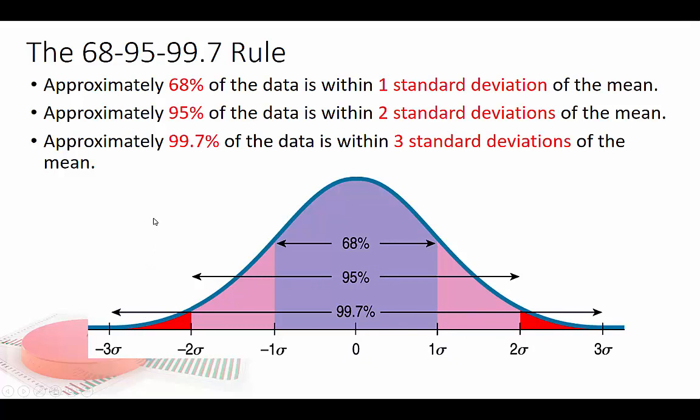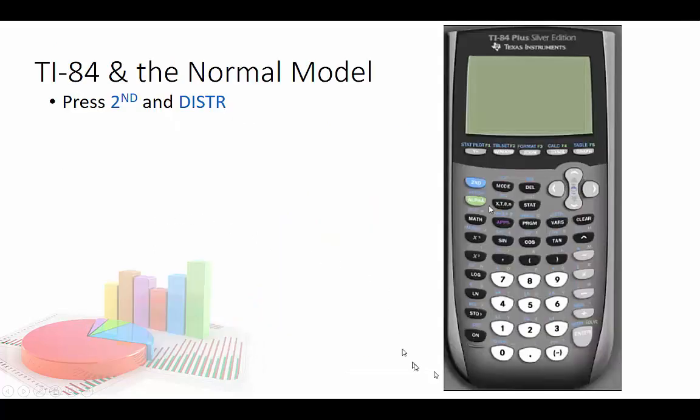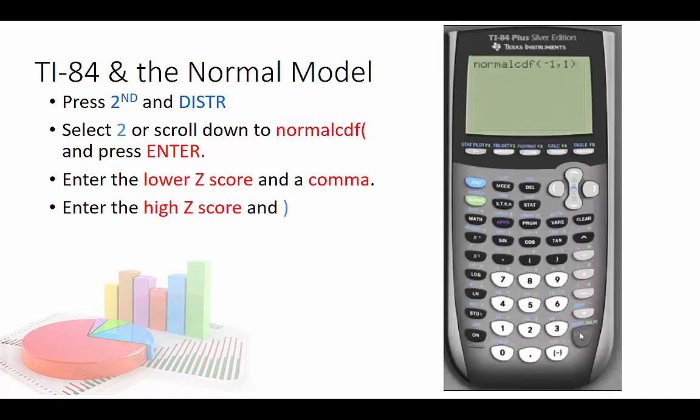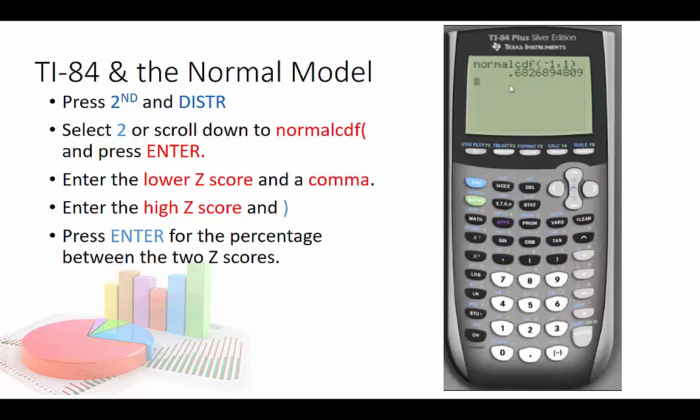So let's go ahead and use the calculator, and I'm going to show you the rule here just with the 1, 2, and 3 standard deviations. You can do it by hitting second distribution, scroll down to 2 or click on 2, and enter normal CDF. You put your lower z-score, which I said is -1, and we're doing 1, and a comma. And then you do your high z-score, and then hit enter. So you see 68% are within -1 and 1. And if you keep going, we can go -2 to 2. And there's your 95%. It's not exactly 95% or 68% for that matter.